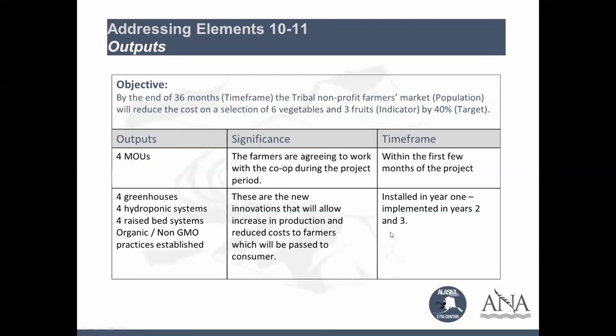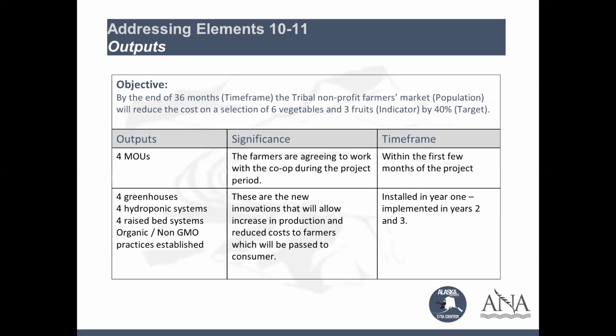So for example, by the end of 36 months, the tribe's nonprofit, there's our objective. So you want to list that objective so that everybody has a clear understanding of what that is. And then you're going to list all of your outputs. And we just use a couple of examples here. So one of our outputs is to develop 4 MOUs. Why is it significant? The farmers are agreeing to work with the co-op during the project period. And the time frame, these 4 MOUs need to be fully written and signed within the first few months of the project.